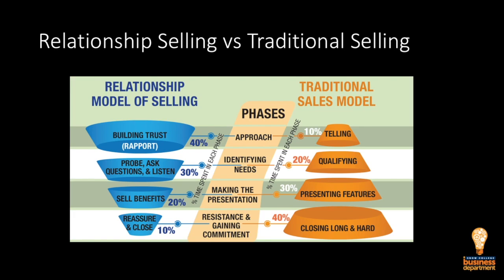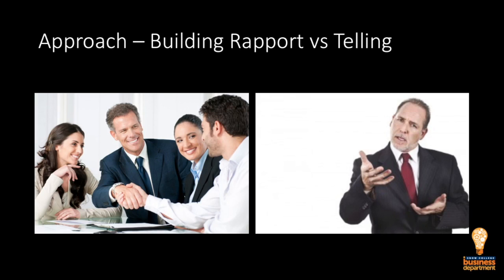So let's talk about why each of those phases require different amounts of time when you move from the traditional sales model into relationship selling. Start off with the approach, rapport building versus telling. In the relationship model, basically what you're doing is you're spending time getting to know the customer, finding out their needs and why they may or may not be interested in your product. In the traditional model, you're approaching them and you're basically telling them about who you are, your product, and introducing why you're going to try to sell to them.